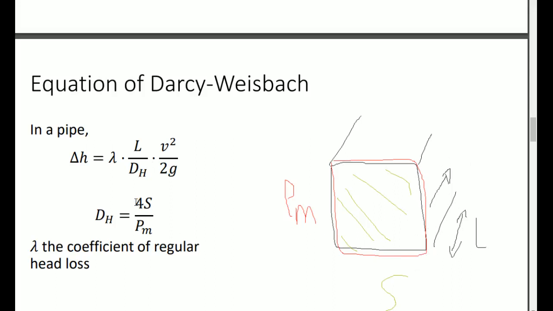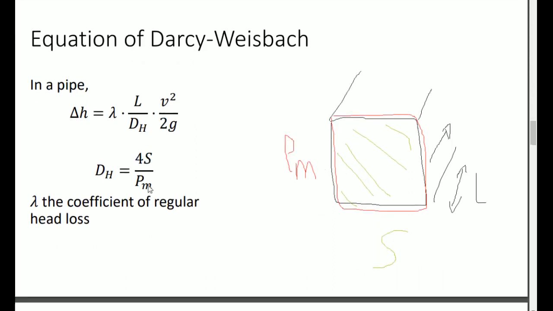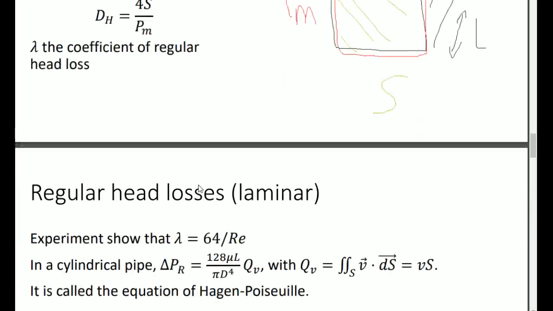dH is the ratio of 4 times the surface, so this surface here in green, over PM, which stands for périmètre mouillé, so it's the perimeter, so it's this length plus this length plus this length plus this length. With lambda the coefficient of regular head loss.